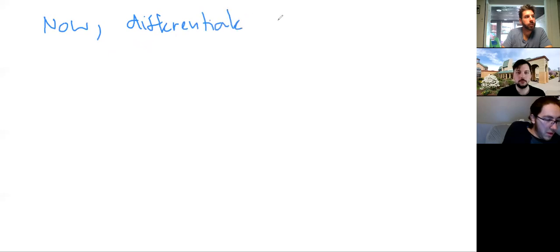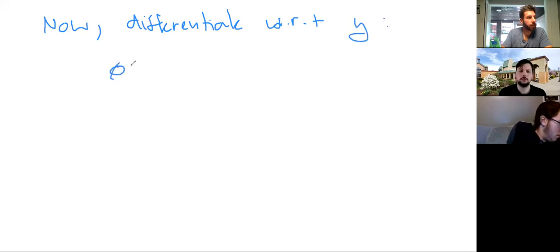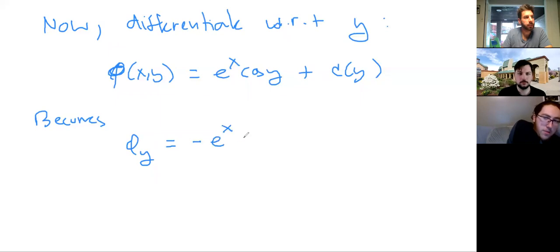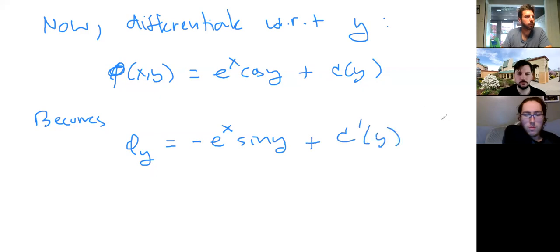So now differentiate with respect to y. I'm going to take my phi of x, y, which we know is equal to e to the x cos y plus c of y. What does this become? Well, this is now the partial with respect to y, which equals minus e to the x sine y plus c prime of y.